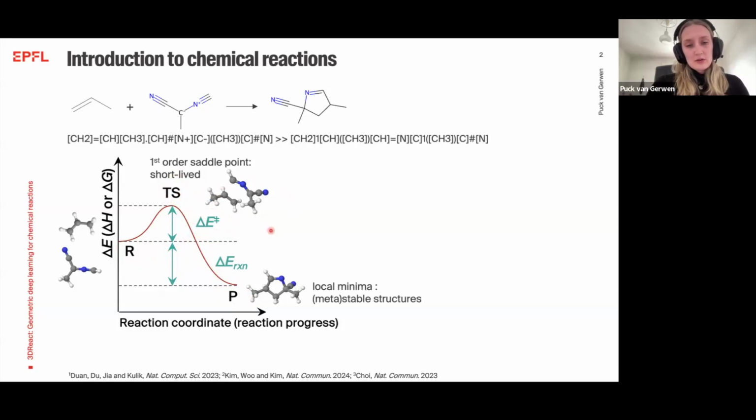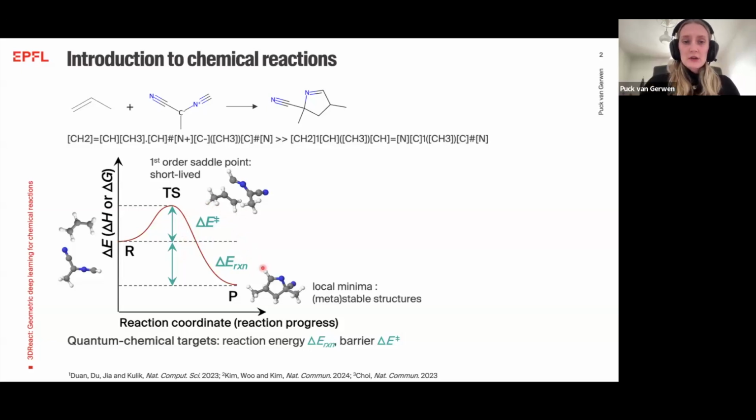So in a quantum chemical description of a reaction, you have these two quantities. You have this reaction energy, which tells you whether your reaction is thermodynamically feasible. And you also have the barrier, which tells you whether it's kinetically feasible. Both are important to determine whether a reaction will proceed. But the latter quantity, the barrier, is much more challenging to predict from a machine learning point of view, because you want to make these predictions without using the transition state geometry.